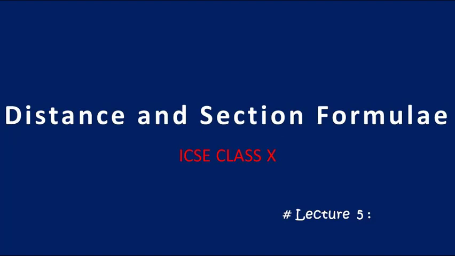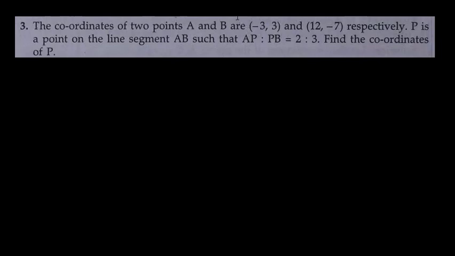Hello everyone. Now let us see this question number 3. The coordinates of 2 points A and B are (-3, 3) and (12, -7) respectively. P is a point on the line segment AB such that AP upon PB is 2 by 3. Find the coordinates of point P.